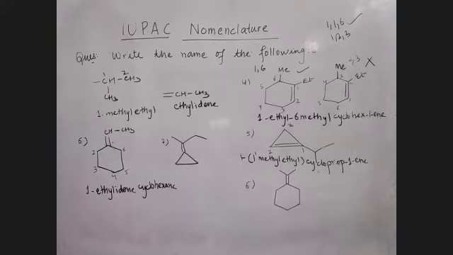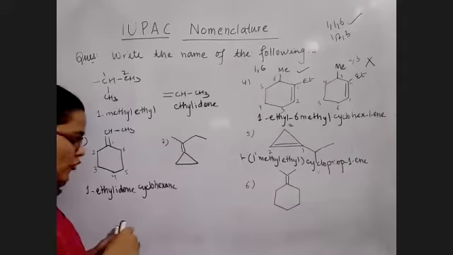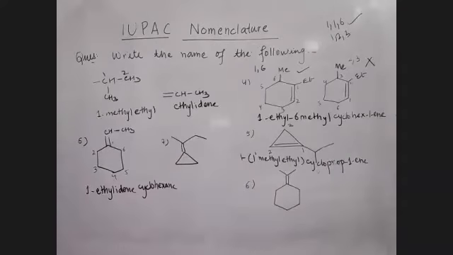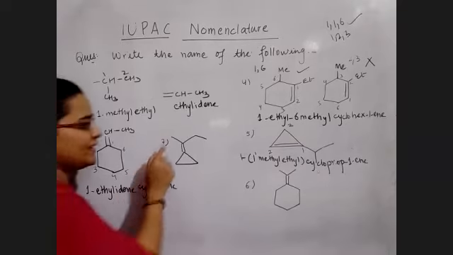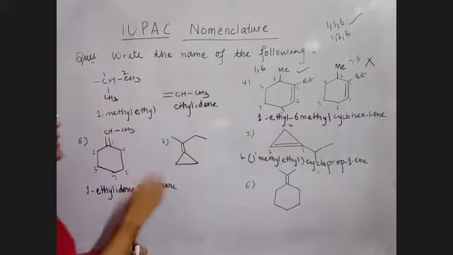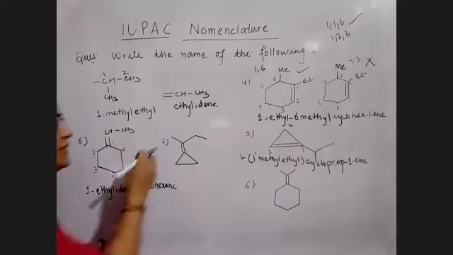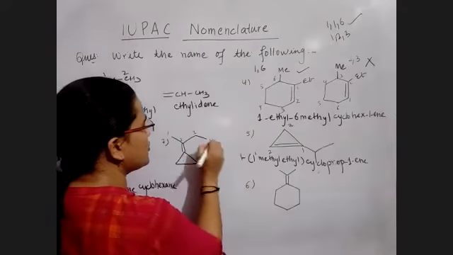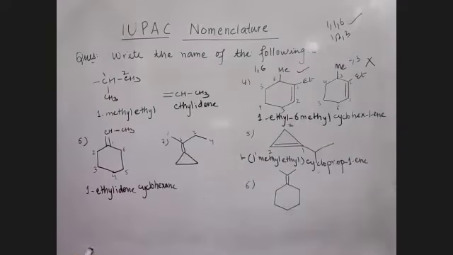4 carbon atom will be the longest chain. Numbering will be done from this side. 1, 2, 3, 4. If you do numbering from this side, 1, 2, 3, it will get third position. So numbering will be done like this. 1, 2, 3, 4. Now what is the name of this side chain?